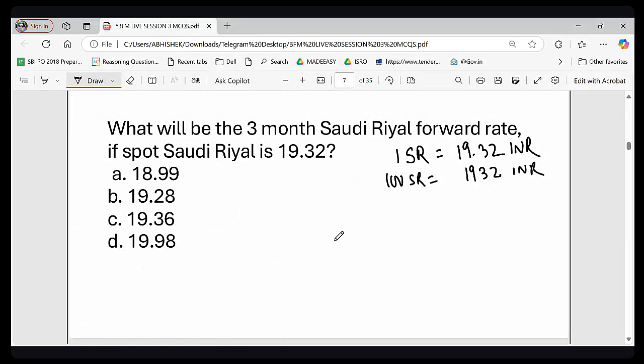So 1 Saudi Riyal is equal to 19.32 INR, right? 100 Saudi Riyal is equal to 1932 INR. We know why we multiply by 100, right? We multiplied by 100 to make the calculation simpler. It helps us compare two currencies for interest calculation. Now let's calculate interest for both the currencies. So for Saudi Riyal, interest will be 100 times, this is P. We know the interest rate, which is 6.5, 6.5 divided by 100.